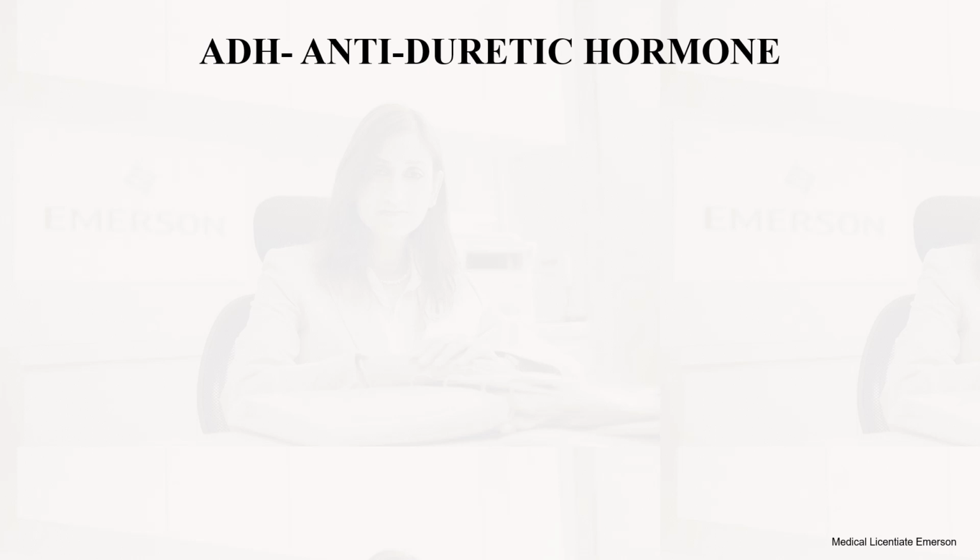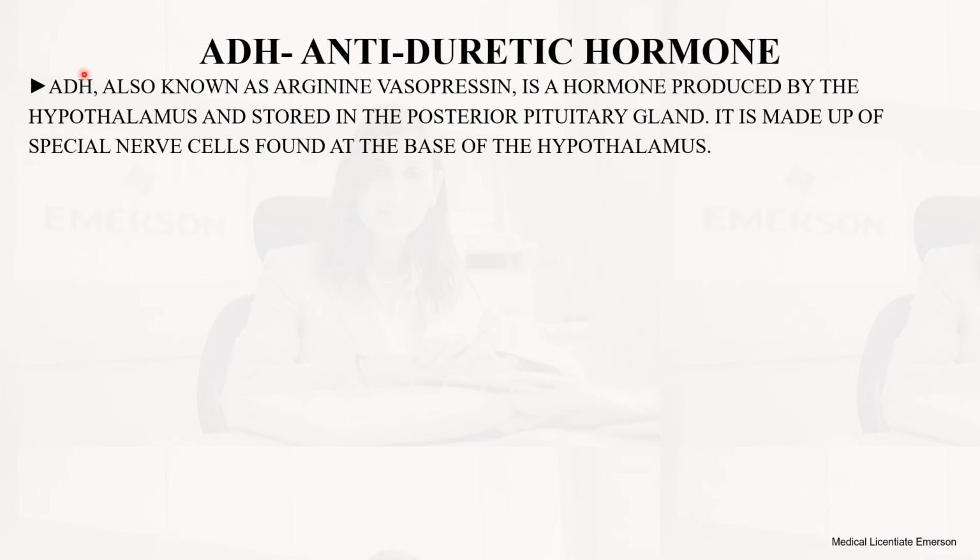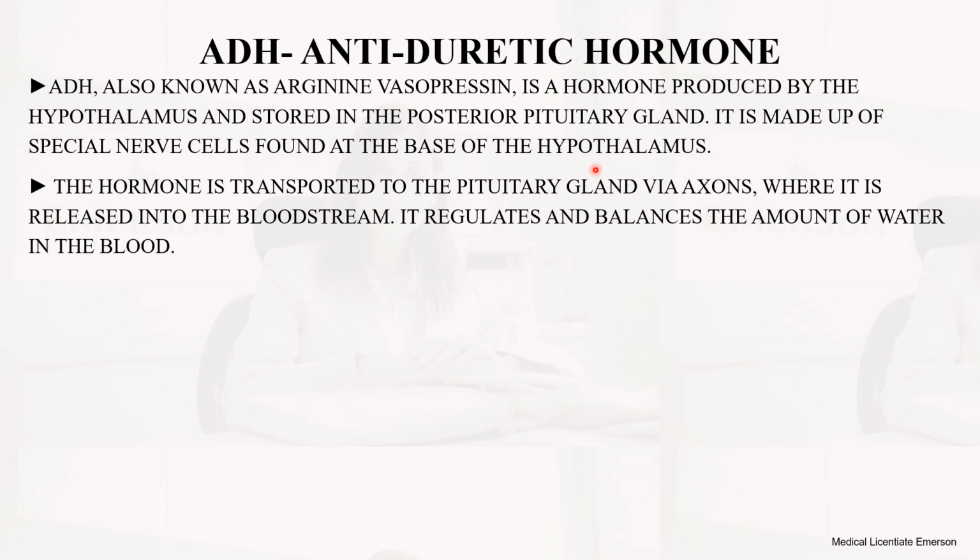Let's also look at another hormone, which is ADH, antidiuretic hormone. So ADH, also known as arginine vasopressin, is the hormone produced by the hypothalamus and stored in the posterior pituitary gland. It is made up of special nerve cells found at the base of the hypothalamus. The hormone is transported to the pituitary gland via axons where it is released into the bloodstream. It regulates the balance of the amount of water in the blood.